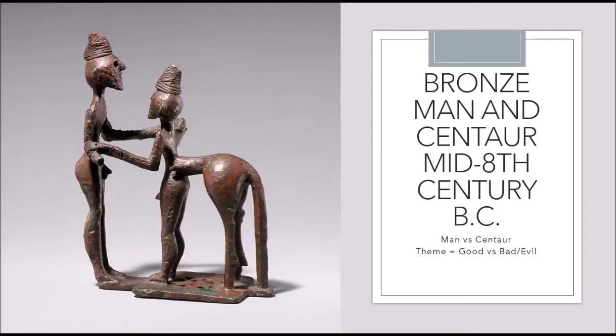Greek artists of this period also produced figures in wood, ivory, clay, and cast bronze. These small statues of humans and animals are similar in their appearances, and they might even have been considered votive figures at some point. Tiny bronze figures such as we see here, man and centaur. A centaur is a mythical creature, part man and part horse.